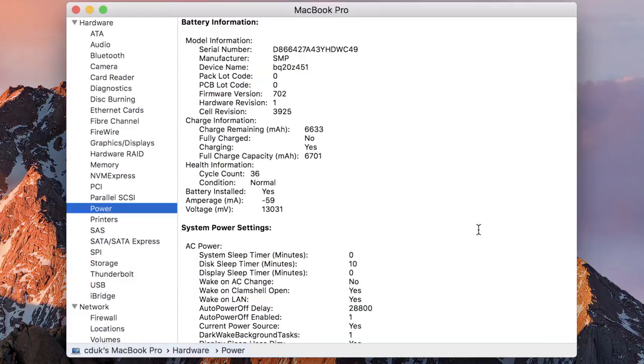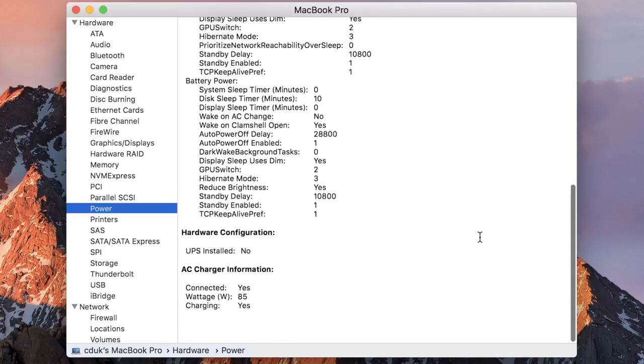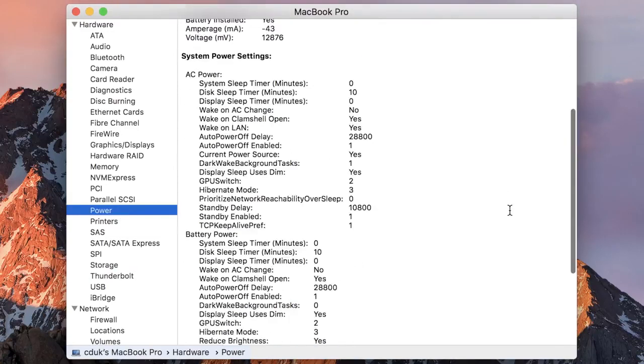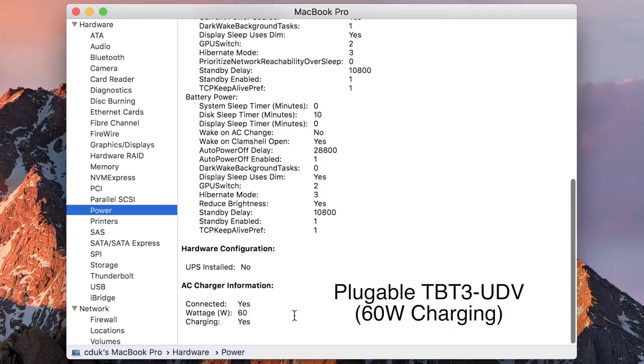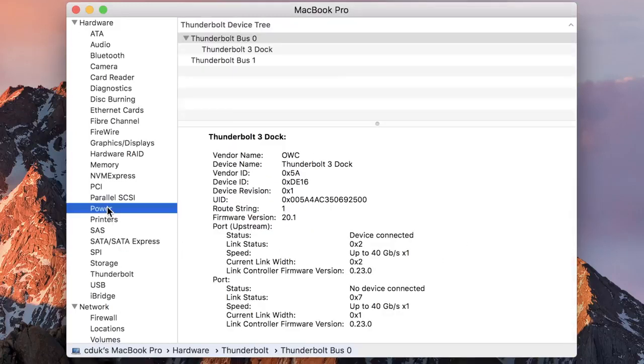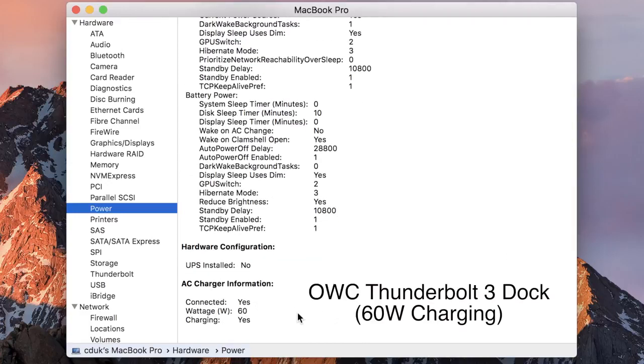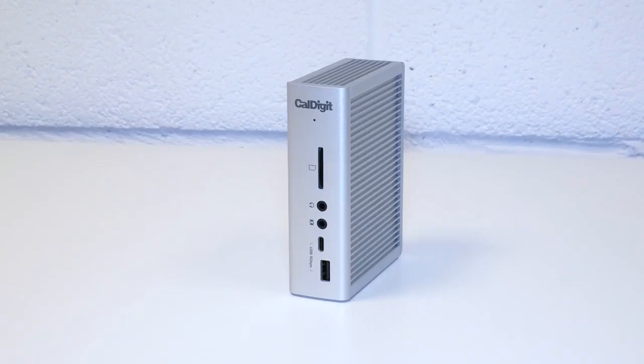Next, we will take a look at the charging function of all three docks. As you can see from the Mac system report, when connected to the 15-inch 2016 MacBook Pro, the TS3 Plus is charging at 85 watts, whereas the Pluggable and OWC docks are charging at 60 watts. So the TS3 Plus will charge the 15-inch MacBook Pro at the same performance as the factory charger.